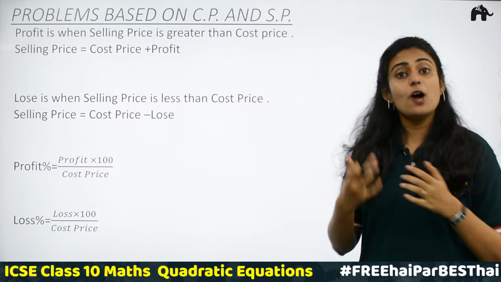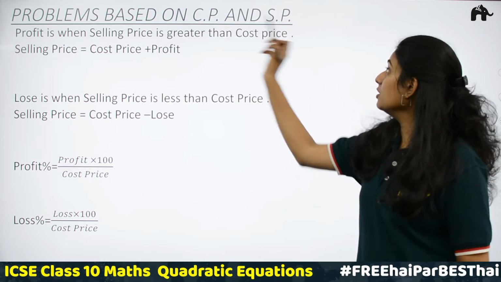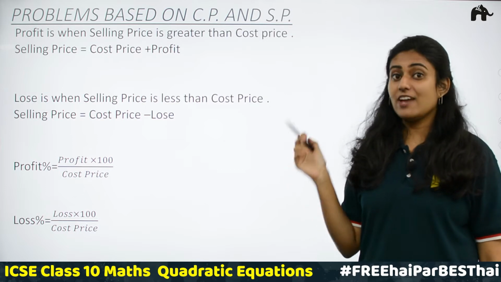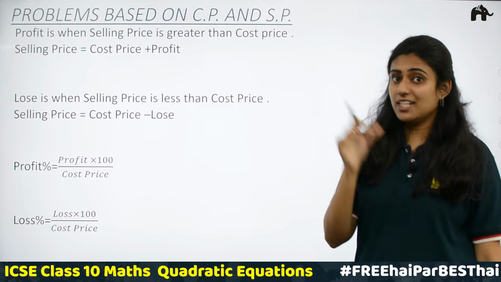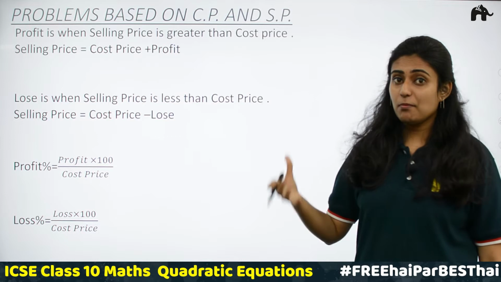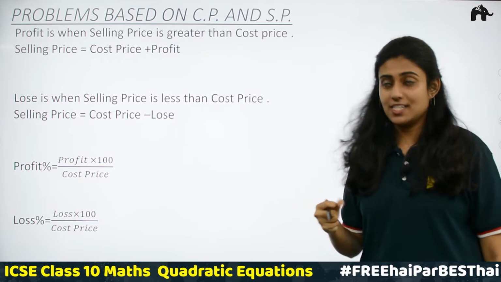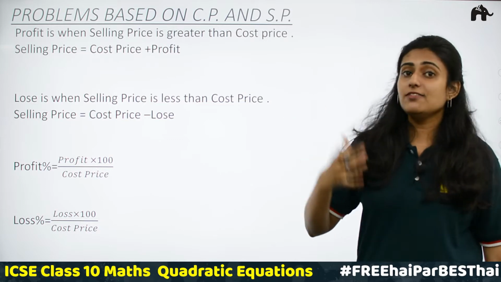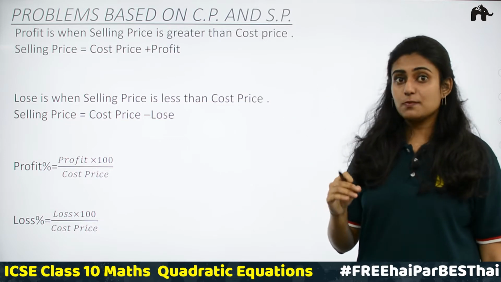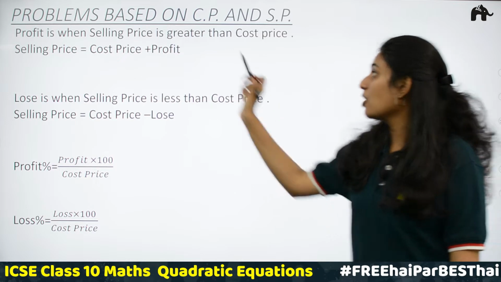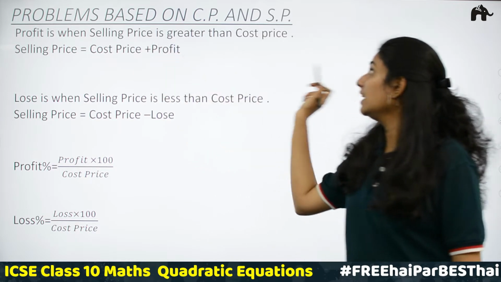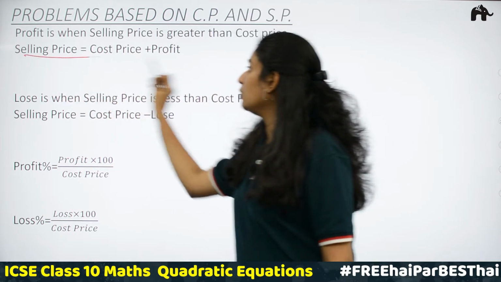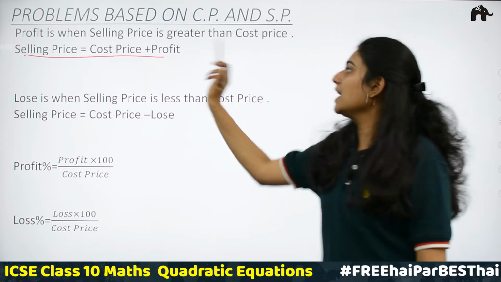Now, let us study how to solve problems that are based on cost price and selling price. You remember what cost price and selling price is. We have discussed this in detail in the chapter GST. Cost price is the amount at which a product is purchased and selling price is the amount at which the product is sold. Okay. If the selling price is greater than the cost price, the person gets a profit. Profit is when the selling price is greater than the cost price. In that case, selling price will be equal to cost price plus profit.